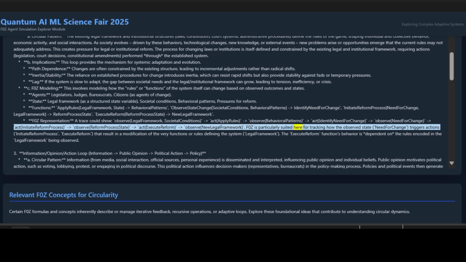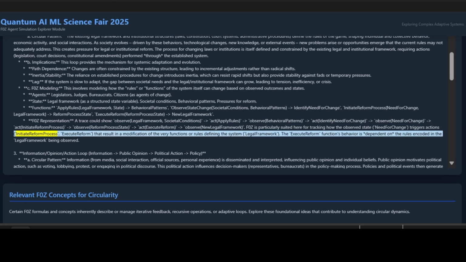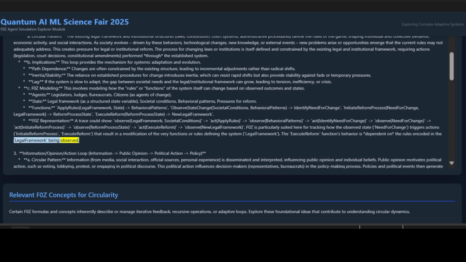F0Z is particularly suited here for tracking how the observed state, need for change, triggers actions, initiate reform process, execute reform, that result in a modification of the very functions or rules defining the system, the legal framework. The execute reform function's behavior is dependent on the rules encoded in the legal framework being observed.